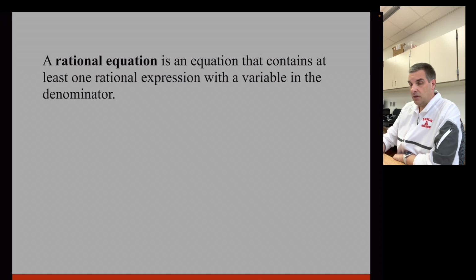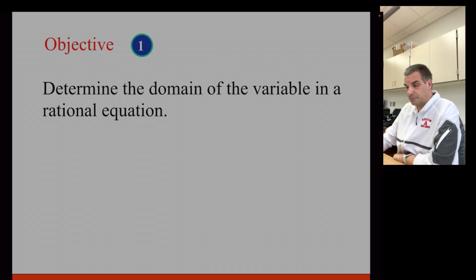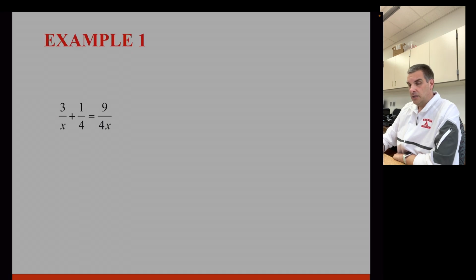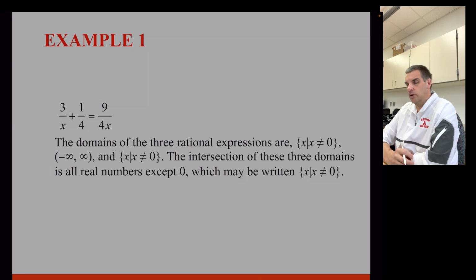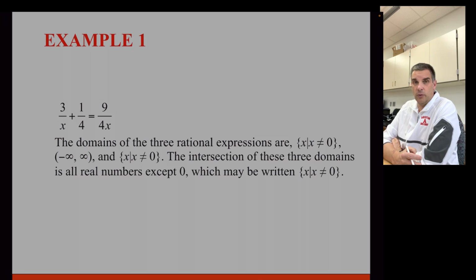But anyway, we're going to determine the domain of the variable. So just look at them like we did before. We've talked about domain. I'm just going to reemphasize that here first, and then we'll work on solving them. So for example 1, we're talking about what the domain can be for this example. We've got 3 over x plus 1/4 is equal to 9 over 4x.